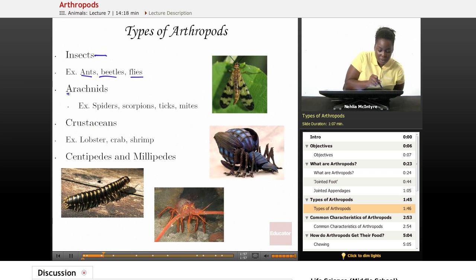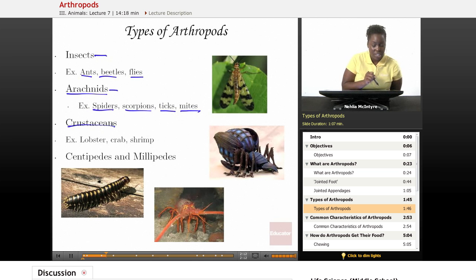And also we have arachnids. Some people think that spiders are insects. They actually belong to their own group called arachnids. So included in that group would be spiders, scorpions, ticks, and mites. And then there's the crustaceans. Crustaceans are the marine animals such as the lobster, the crab, and the shrimp.